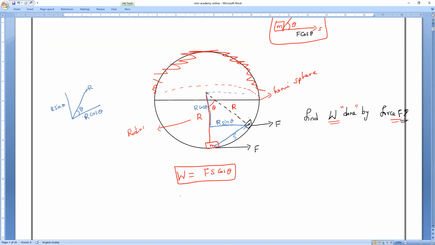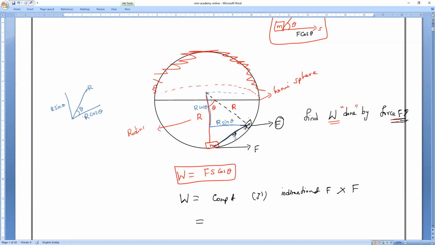Now, what do we have to find? The work done by the force. If you notice, the force is acting in the direction of what? Work done equals the component of displacement in the direction of force, multiplied by the force. That is what it is.